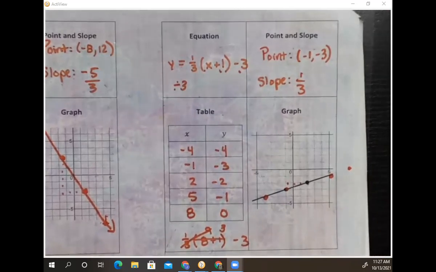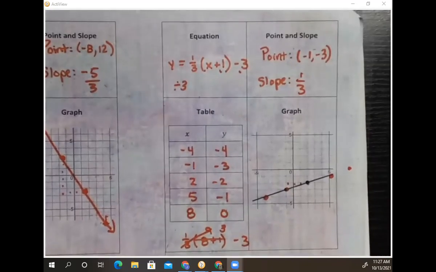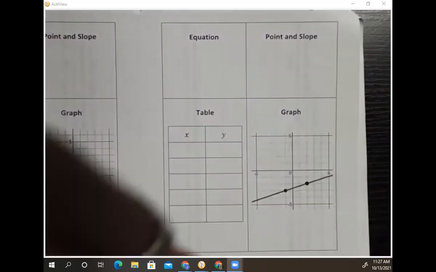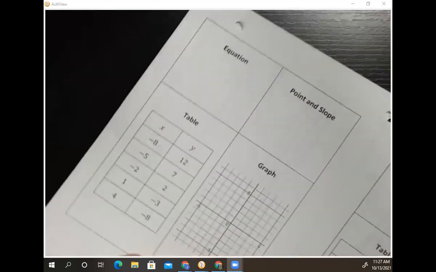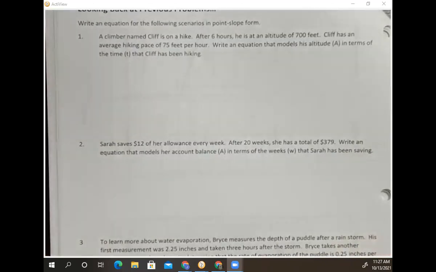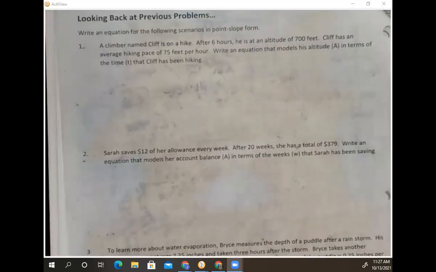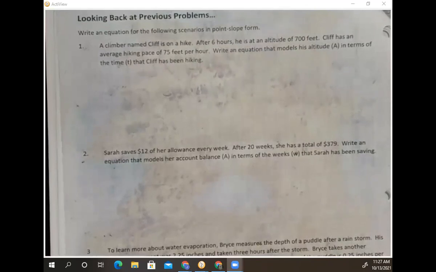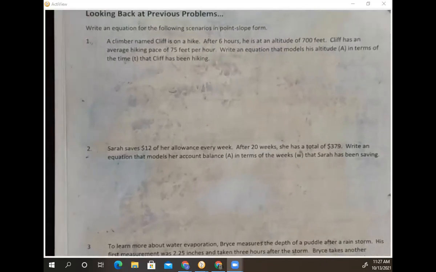Okay. The last thing I want to talk about in your packet for today is on the next page. Turn the page for me. I want to revisit a couple of the word problems that we've seen so far, but look at them through this point slope context that we've been talking about.